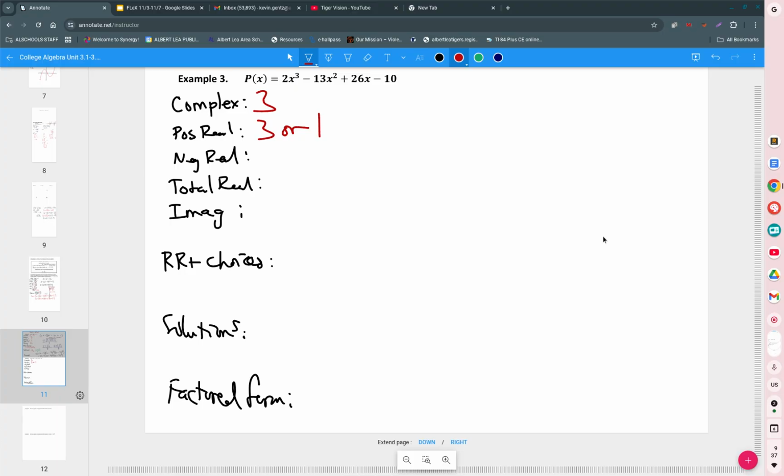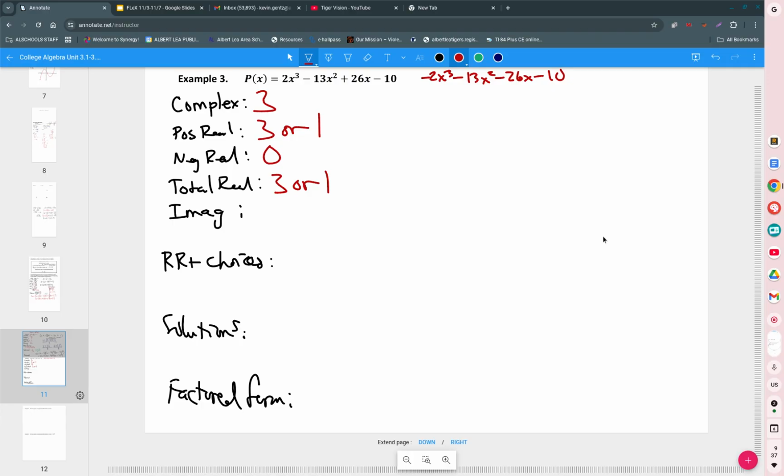P of negative x, I get a negative 2x cubed, a minus 13x squared, a minus 26x, and a minus 10. So there are no negative reals, so we should not try any negative options if we need to. So how many total real are there? 3 or 1. Notice I chose 3 or 1, not because I subtracted 2 from 3, but rather because I combined those two. All right? Would it be 2 or 0 for imaginary? Very good. So we'll go through that logic.